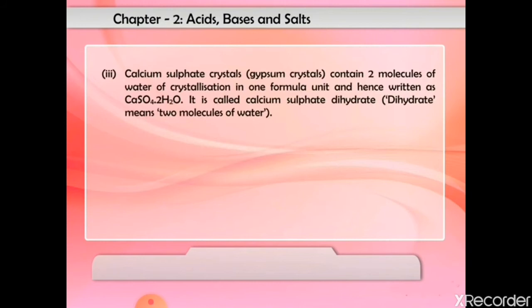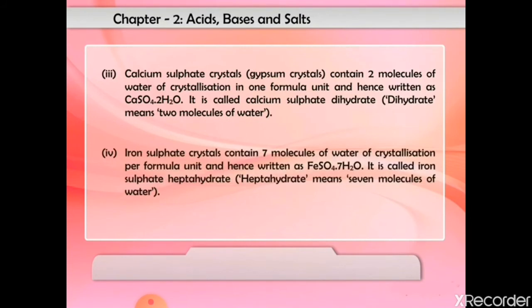3. Calcium sulfate crystals or gypsum crystals contain 2 molecules of water of crystallization in one formula unit and hence written as CaSO4·2H2O. It is called calcium sulfate dihydrate. Dihydrate means 2 molecules of water.